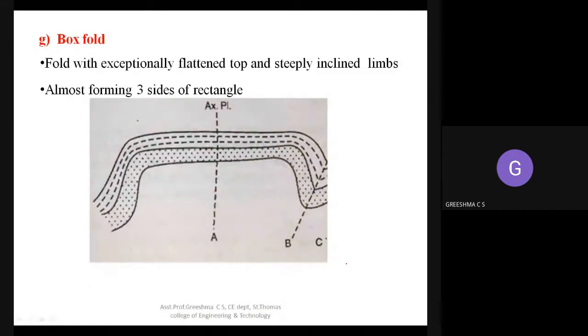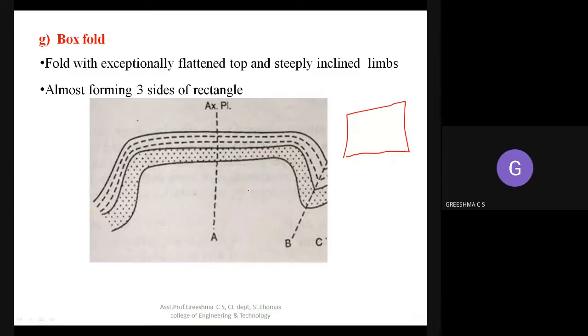Next one is box fold. From the name itself, we can say that it is a fold with an exceptionally flattened top and steeply inclined limbs, almost forming three sides of a rectangle. Basically, box is having this shape. This is the box shape. So the fold which has approximately the shape of a box is called box fold.